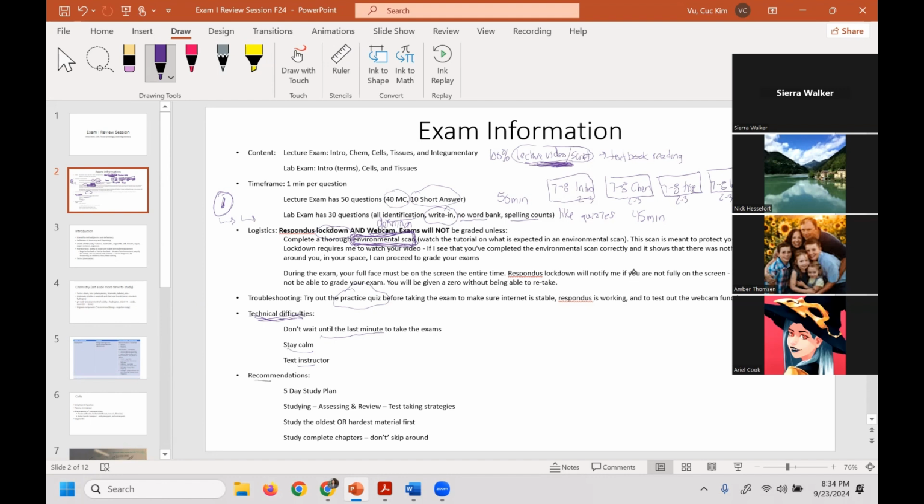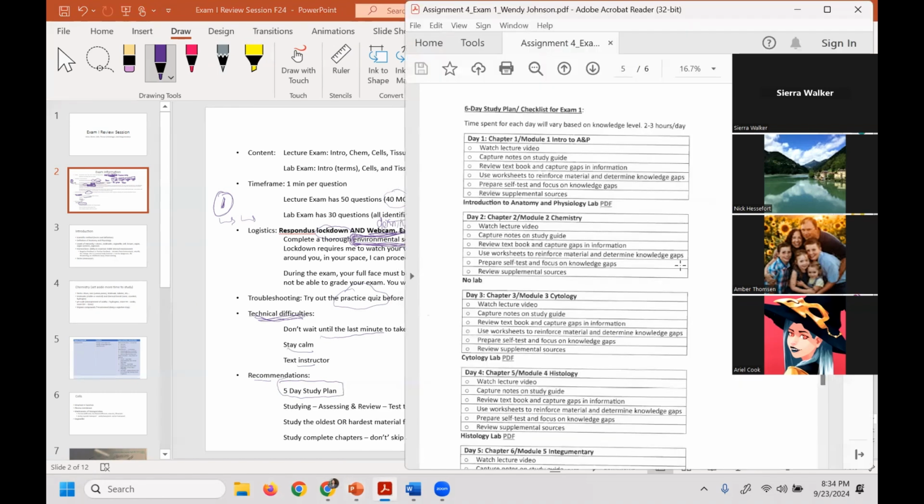Recommendations, how to prepare for this. That's why I intentionally meet with students at the beginning of the study week, because you should do what's called a 5-day study plan. One of your classmates did an amazing 5-day study plan, and I asked her if I could share, and she said yes. So I'm going to share it. Look at this amazing 5-day study plan. She made it into a 6, which is awesome, but do a minimum of 5.